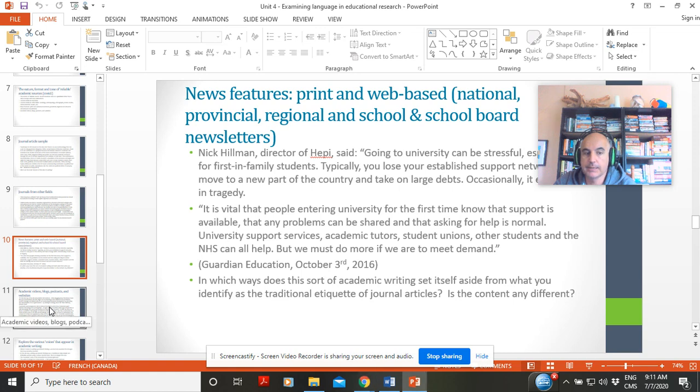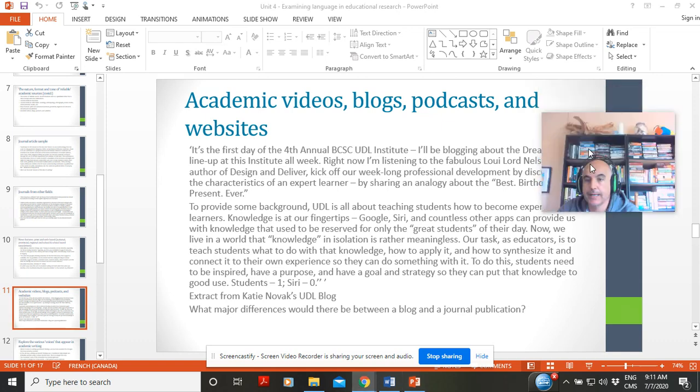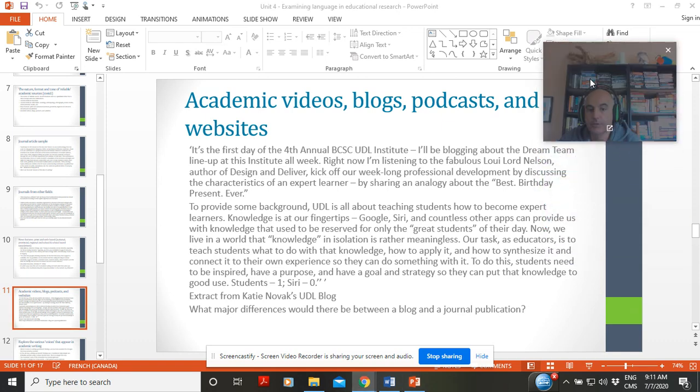And then we go on to the last item: academic videos, academic blogs, vlogs, podcasts, and academic websites. So here I've given you an extract from a colleague who works in UDL, an extract of her professional blog. What are the major differences between a blog and a journal publication? It enables you to see the very specific characteristics of this sort of writing. It should jump out at you.